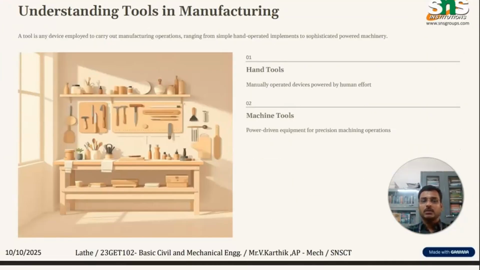Understanding the tool in manufacturing: hand tools are mainly the manually operated devices powered by human effort. In olden lathe machines, we have different types, central lathe and main lathe, where the feed and the tool fixing or chuck adjusting are all done by hand tools. Now it is available in machine tools, which are driven by power driven equipment, like CNC machines or motor operated machines. Here it will be done using the power source.